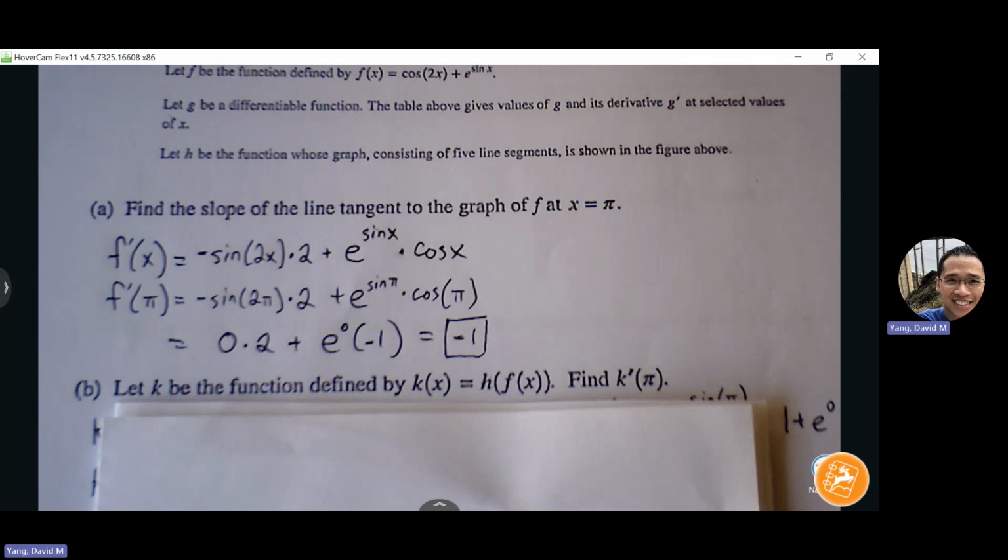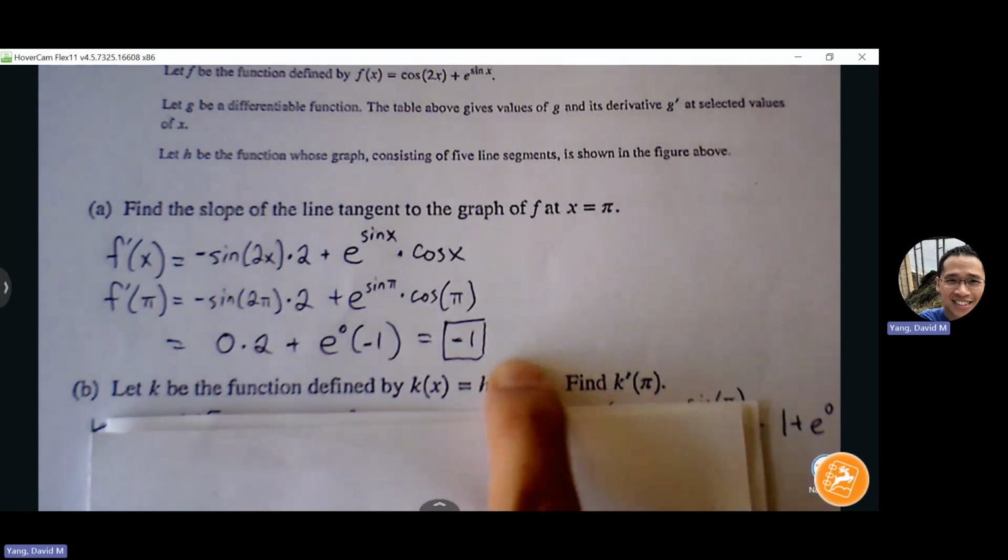Okay, part B says, let K be the function defined by K of X equals H of F of X. Find K prime of pi. Okay, let's find K prime of X first. So if I want to find the derivative, look at how this function is set up here. What rule do we need to do to get to our derivative? Good, chain rule. Outside derivative times inside derivative.